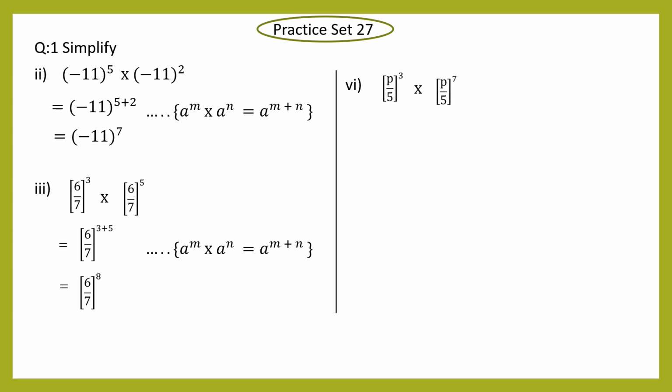Sub question 6. We have p upon 5, the whole cube. Now dear children, power is 3. Whenever power is 3, it is pronounced as cube. So p upon 5, the whole cube into p upon 5 raised to 7. Now let's observe the question and decide which law of indices will be applicable. Now you can observe p upon 5 is the common base, and in between we have a multiplication sign.